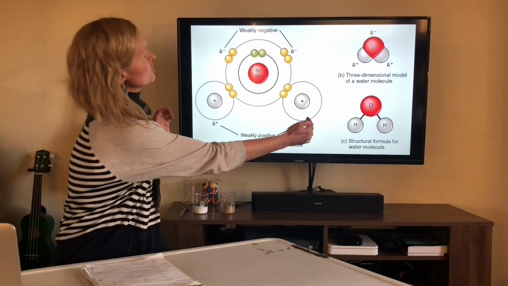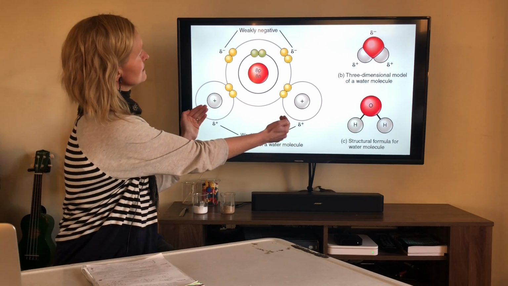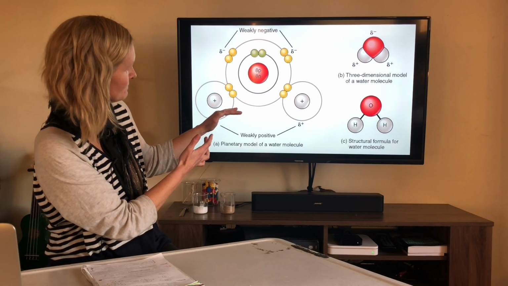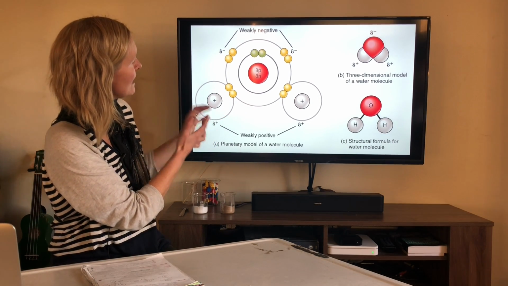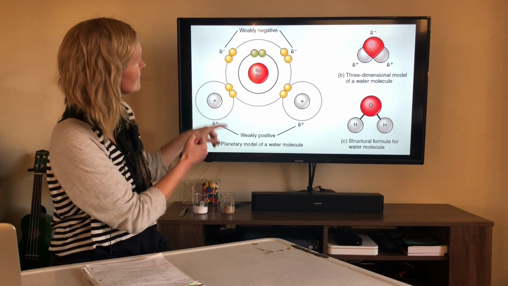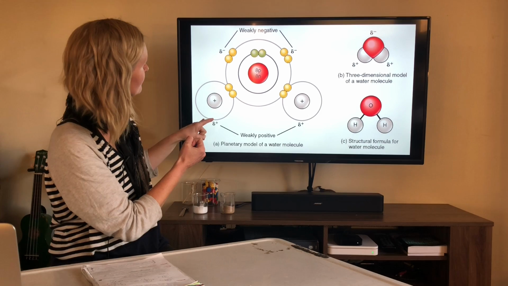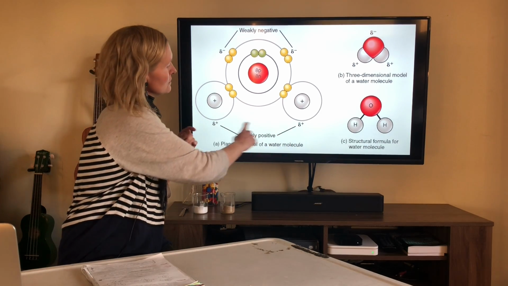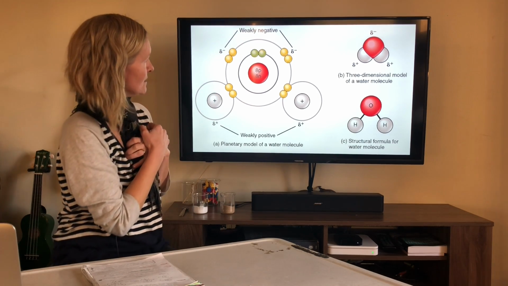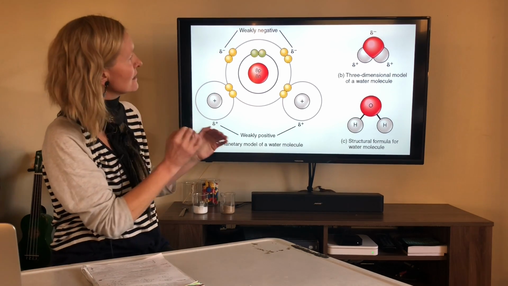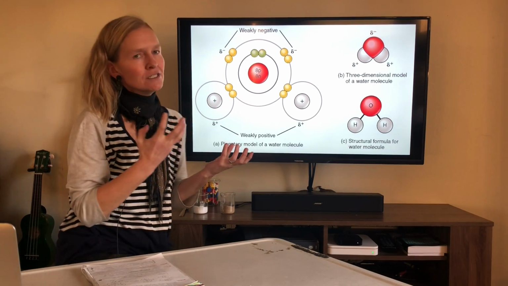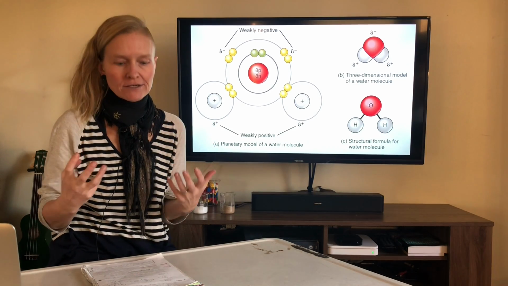So as the hydrogen atoms come together and are attracted to the oxygen atom, we're going to have an unequal sharing of electrons, so that where the hydrogens are, there's actually a weak positive charge. And on the other end, where the oxygen atom is, we actually have a bit of a negative charge. And this is what gives water what we call polarity.